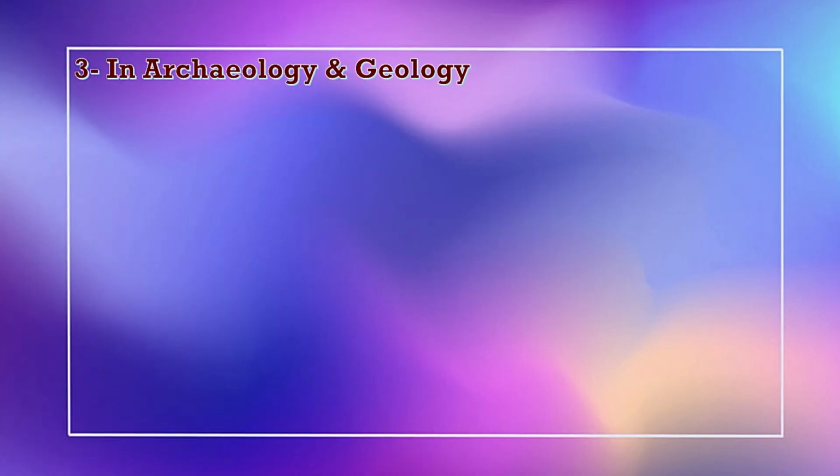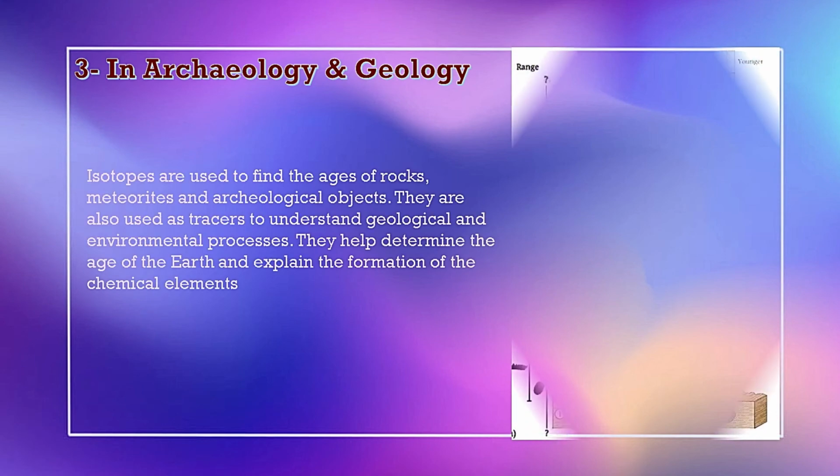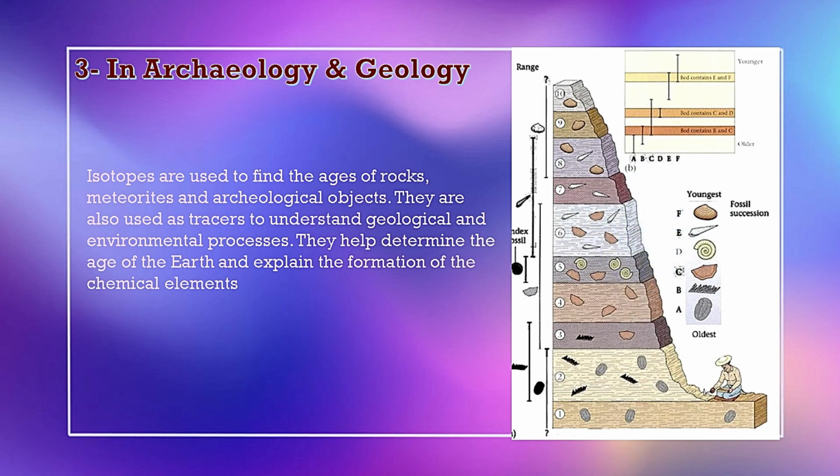Next use of isotopes: they can be used in archaeology and geology. This is a very important use. Isotopes are used to find the ages of rocks, meteorites and archaeological objects. They are also used as tracers to understand geological and environmental processes. They help determine the age of the Earth and explain the formation of chemical elements. By using isotopes, scientists have determined the exact age of the Earth or the age of any fossil.